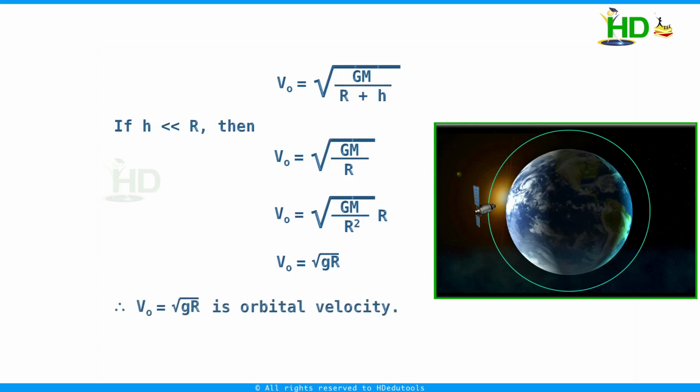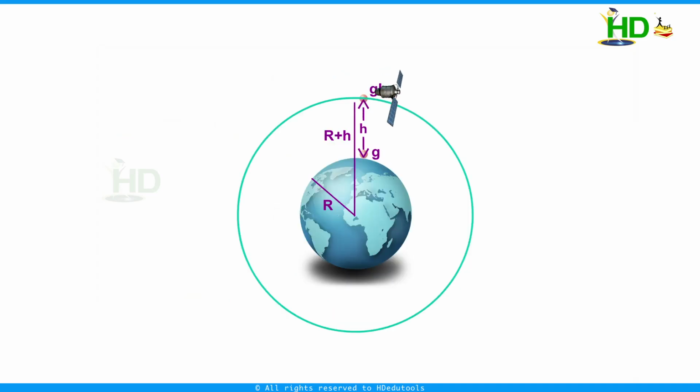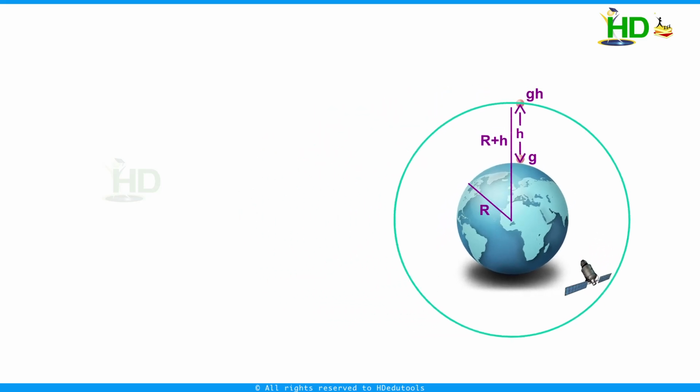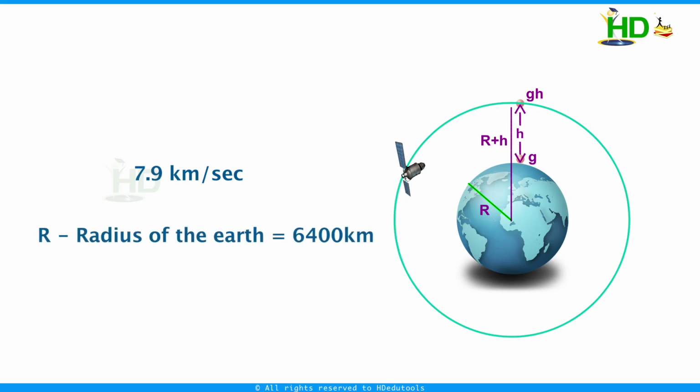This is the orbital velocity. Now, one thing we have to observe: the orbital velocity is independent of the mass of the object. If the planet is Earth, the orbital velocity for a satellite moving near Earth's surface is 7.9 km per second. This we get by substituting the value of small g, 9.8 meter per second square, and capital R, the radius of Earth, 6400 kilometers.